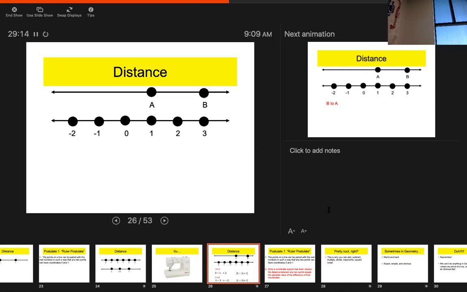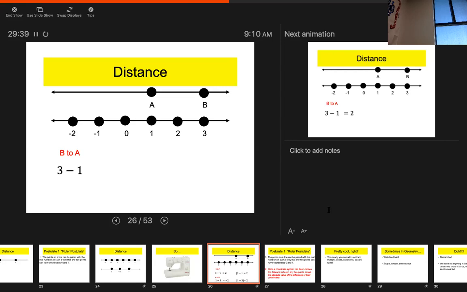Hey, what's the coordinate of point B? 3. What's the coordinate of point A? So to find the distance between A and B, what do you do with the 2 numbers? You subtract them. That's it. You just subtract the numbers. This is where subtraction comes from. Remember I said we would accept nothing in geometry till we prove it? I just proved it to you. That's where subtraction, that's also where addition comes from.